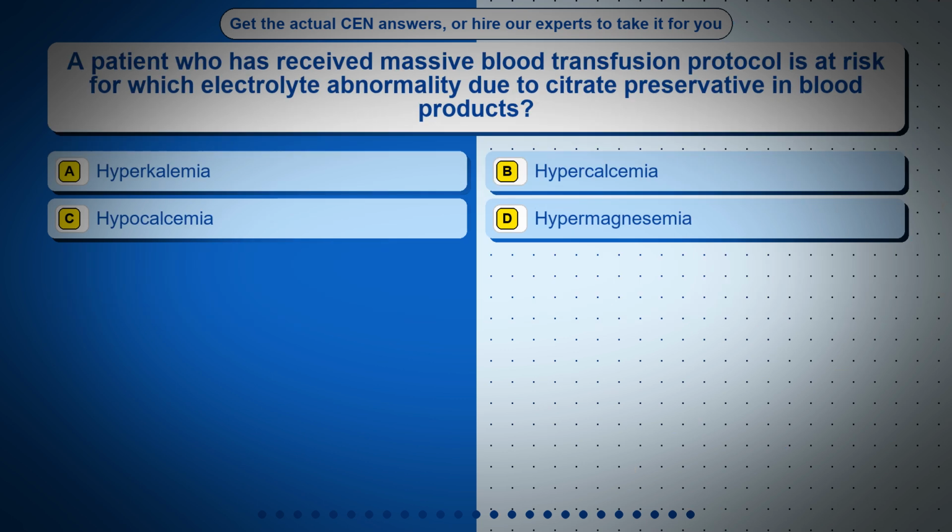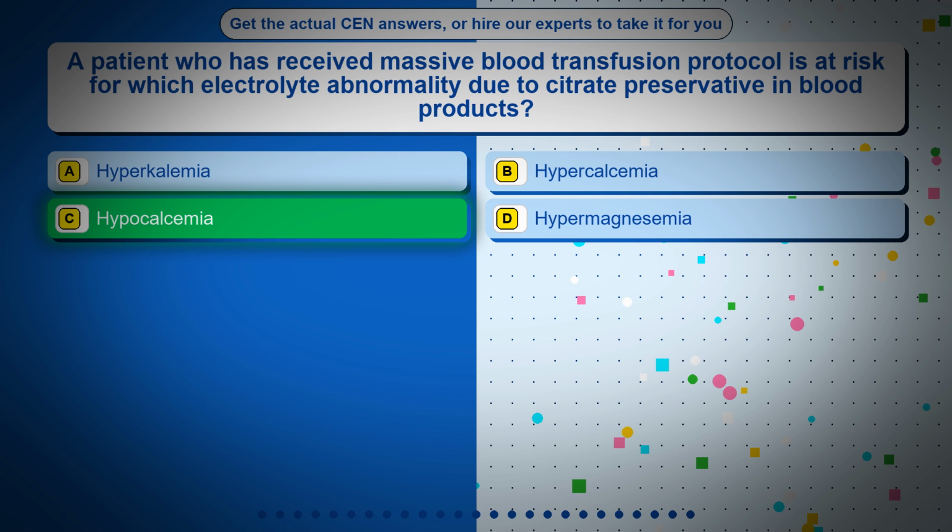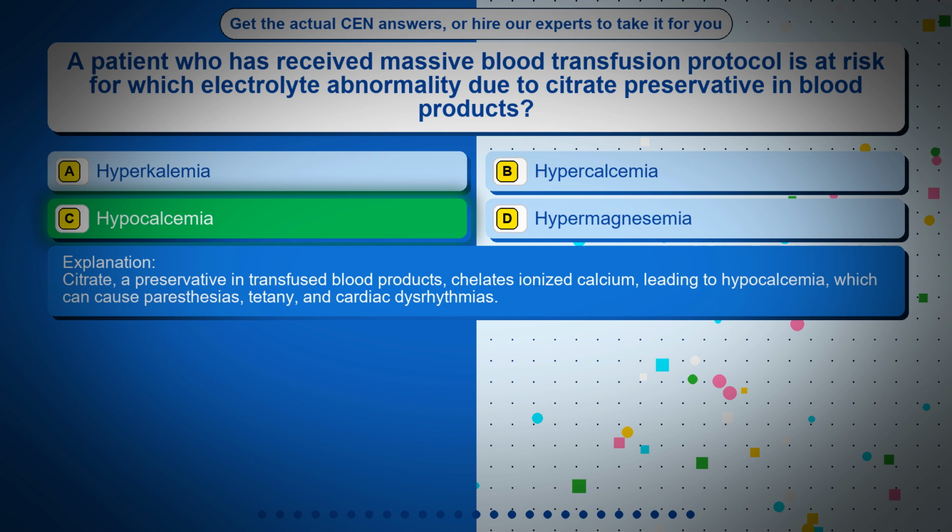Question 25. A patient who has received massive transfusion protocol is at risk for which electrolyte abnormality due to citrate preservative in blood products? Option A, hyperkalemia. Option B, hypercalcemia. Option C, hypocalcemia. Option D, hypomagnesemia. The correct answer is option C, hypocalcemia. Citrate, a preservative in transfused blood products, chelates ionized calcium, leading to hypocalcemia, which can cause paresthesias, tetany, and cardiac dysrhythmias.